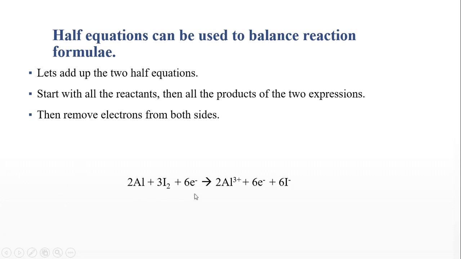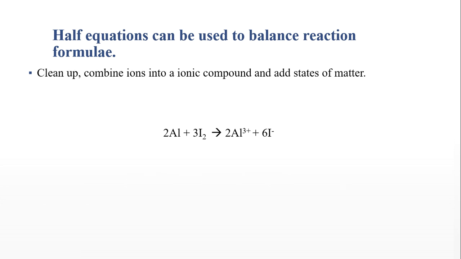So now we can do the following. If we have the same thing on both sides of the arrow, we can remove it. It's just like math. So in this case, we have 6 electrons before and after. So these two can be removed. Then we end up with the following expression. It's not very neat at the moment. We like to clean this up.